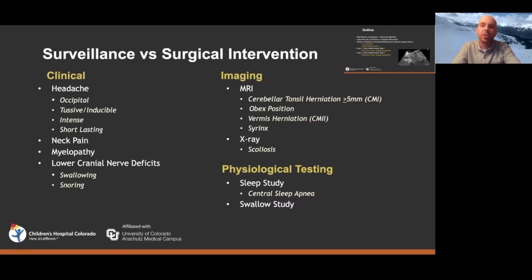When you think about Chiari 2, obviously there's vermis herniation. Do you see a syrinx on an MRI scan? And then do you see scoliosis? That's really best assessed with a standard upright X-ray. Those are the imaging features you're looking for when you're putting this puzzle together.